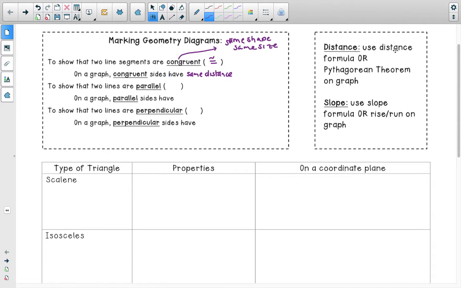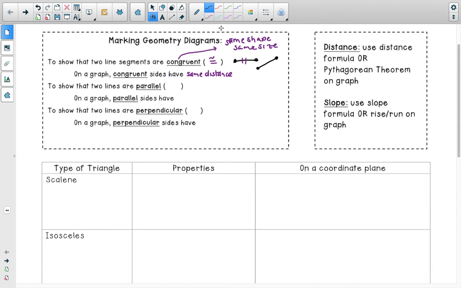So distance, we're going to use the distance formula or the Pythagorean theorem on the graph. Pythagorean theorem on the graph will be a little bit easier because we can count horizontally and count vertically and create a right triangle. So the symbols that we use to show it when we're given a segment are going to be tick marks. Now we can have one tick mark, or two tick marks or three tick marks, whichever one happens to be the same for the other segment.